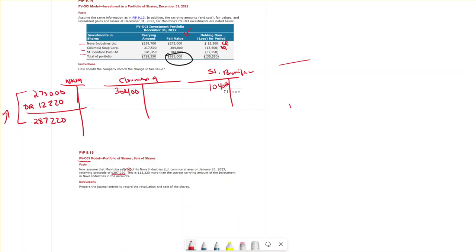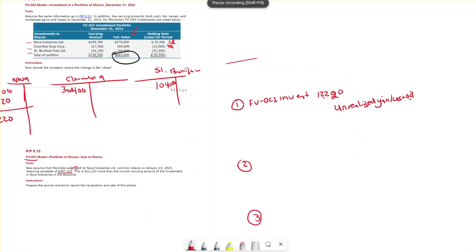So let's do the first entry. When you sell it, bring it up to the value, then sell it, and then you have to clear your other comprehensive income. So there's two entries when you have an investment in fair value OCI. So first we're going to debit fair value OCI investment 12,220, and credit unrealized gain/loss on OCI. So this is the first entry, to bring it up to the value that we're selling.